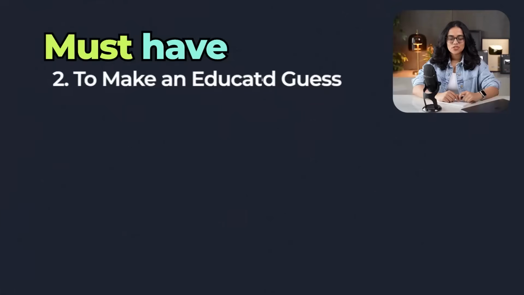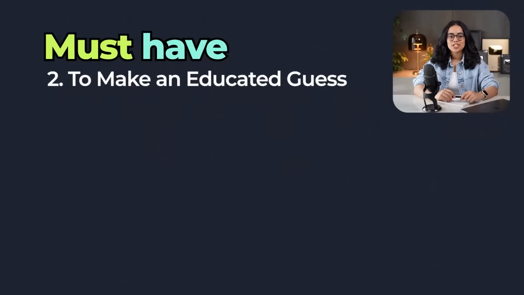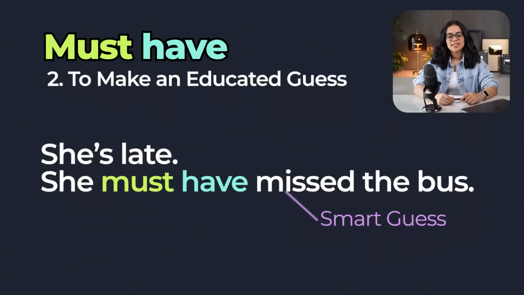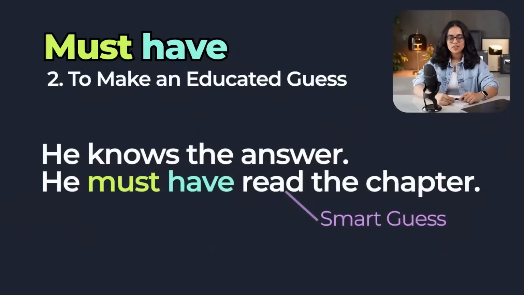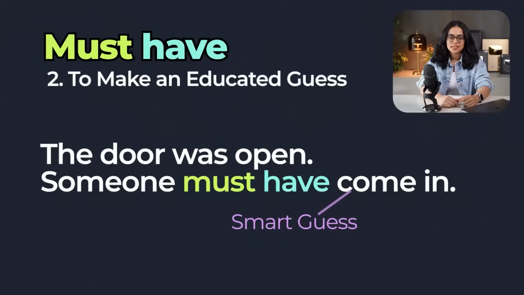Now, the second use of must have is to make an educated guess. It's like giving a smart guess about the past. Take a look at these examples. She's late, she must have missed the bus. I can't find my keys, I must have dropped them somewhere. He knows the answer, he must have read the chapter. The door was open, someone must have come in. So in all these sentences, you're trying to make an educated guess, a smart guess that this might have happened.